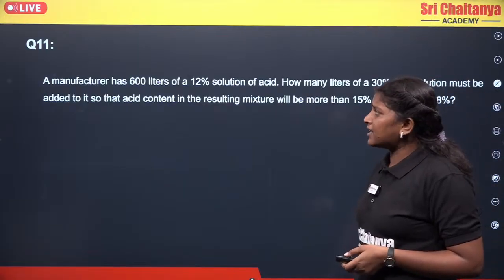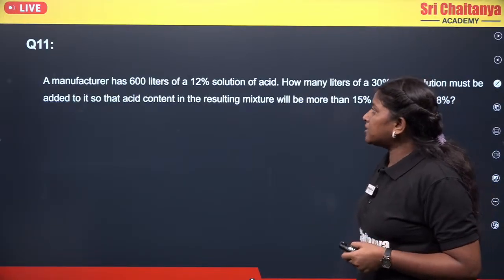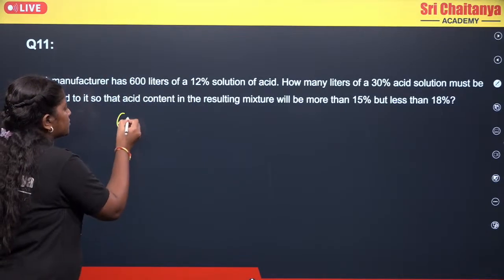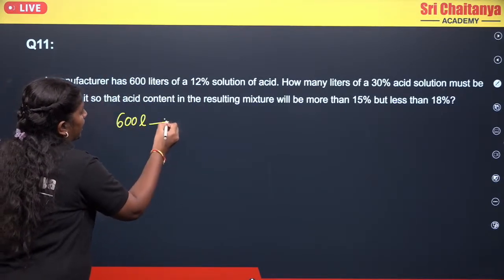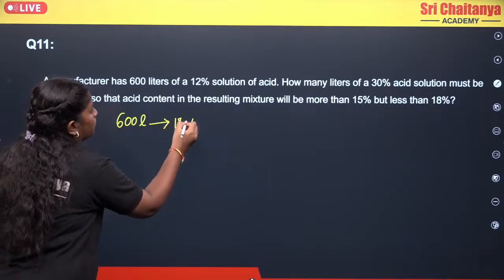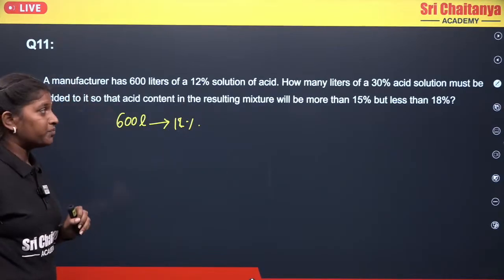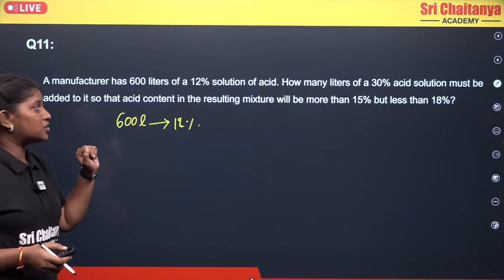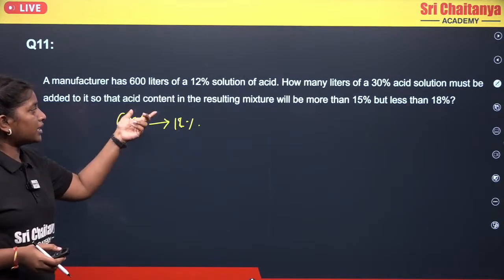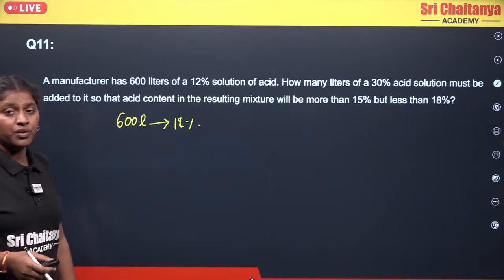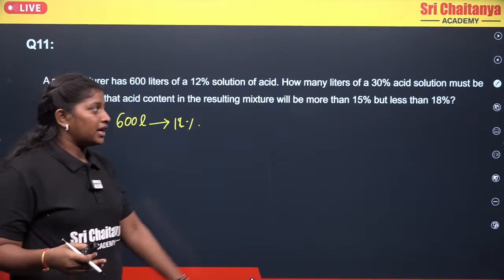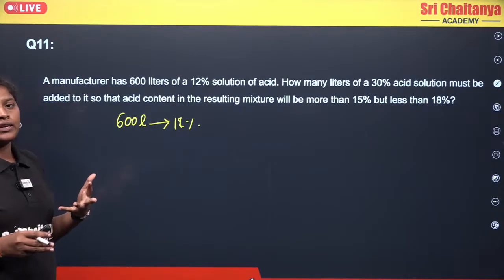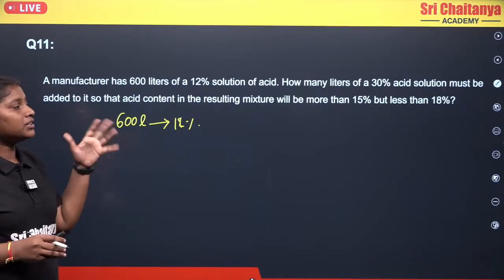A manufacturer has 600 liters of a 12% solution of acid. It means in the 600 liters of solution, we have 12% acid. Now, how many liters of a 30% acid solution must be added to it so that the acid content in the resulting mixture will be more than 15% but less than 18%? So now, I don't know the amount of liters we are going to take of the 30% solution.